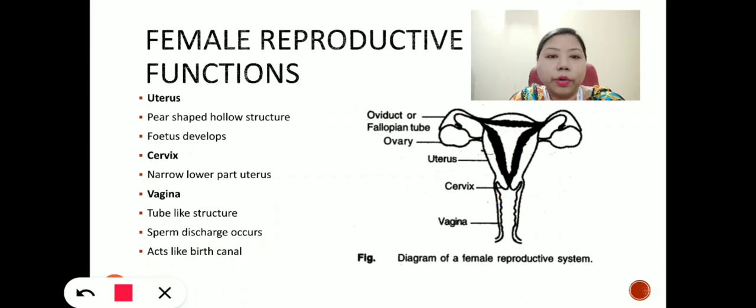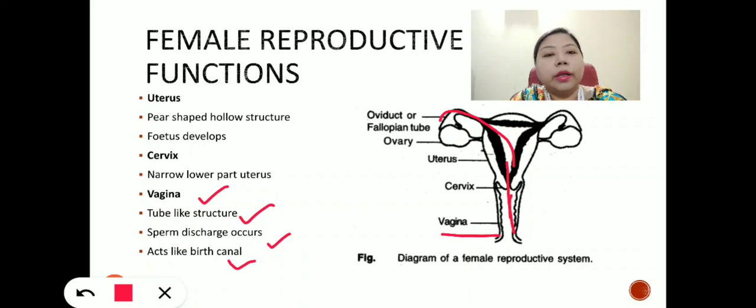Yes, the next component of the female reproductive system is the vagina. So here is the vagina. This is the opening through which the sperm enters the uterus, and from the uterus it moves towards the fallopian tube. So it is a tube-like structure, and the sperm is discharged in the vagina, and it also acts like a birth canal.